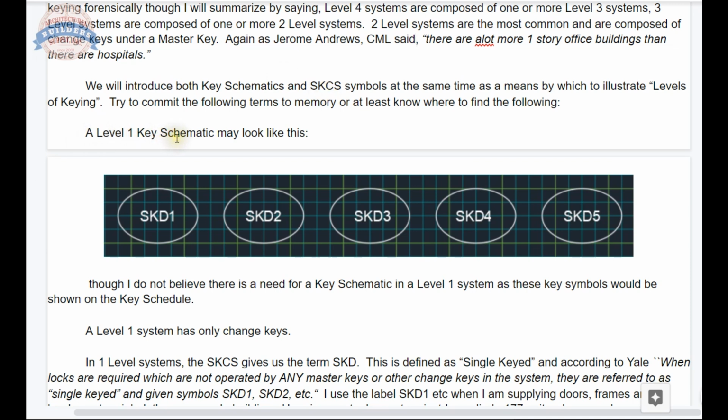A level 1 key schematic, now here we are, key schematics. It can look like this. I don't really know that there's a key schematic for level 1, but if there was, I would imagine it would look like this. I have 5 single keyed groups, and you can have as many or as few locks in each group that are going to be keyed alike. You can have a lock and a deadbolt, SKD1. That tells me that they are operated by the same key, and anything keyed in SKD2 is not going to be operated by that SKD1 change key.